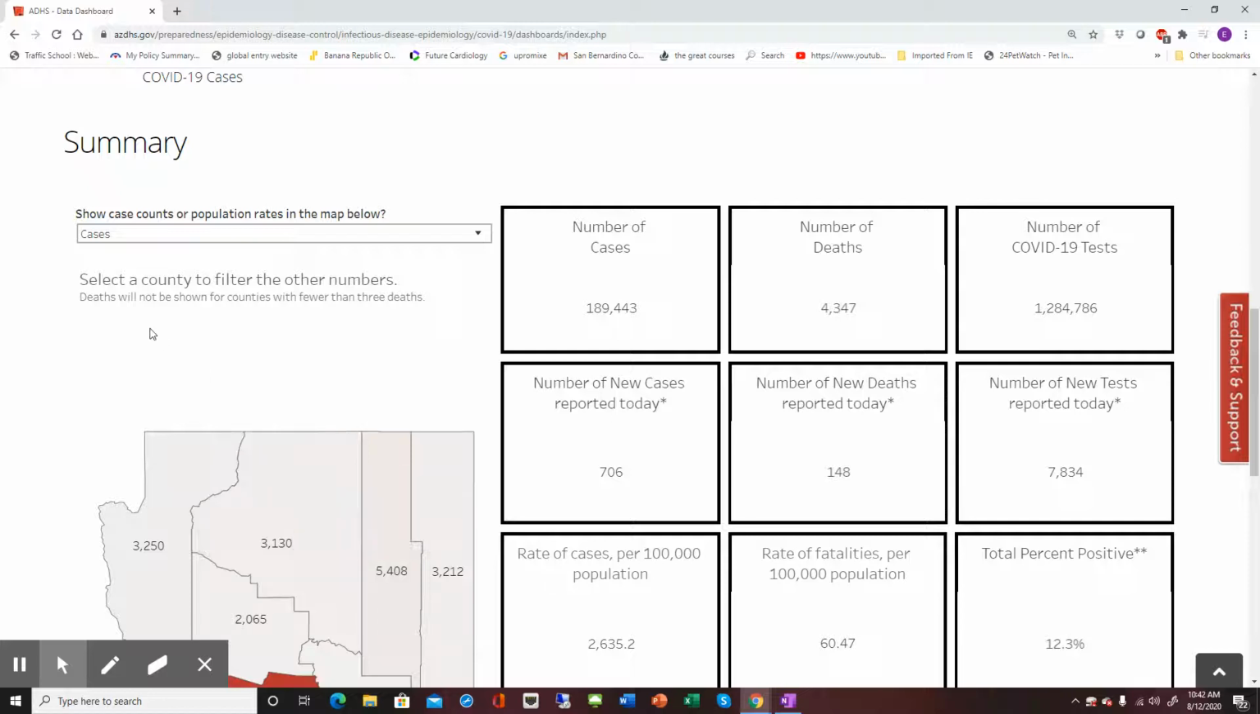Hello, everybody. As we can see, on August 12th, 2020, the Arizona Department of Health Services reported 706 new COVID cases, and there were a total of 7,834 new tests reported that day. So if we want to find the positive rate, we're going to take 706 divided by 7,834.